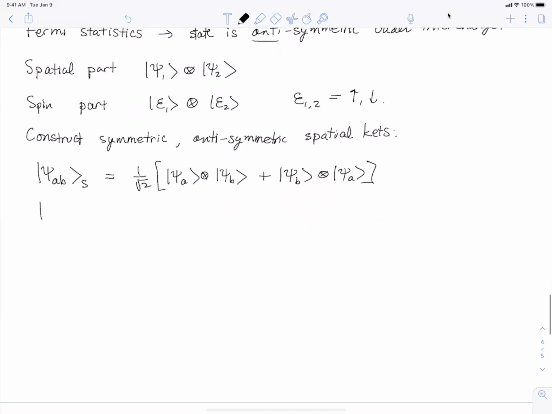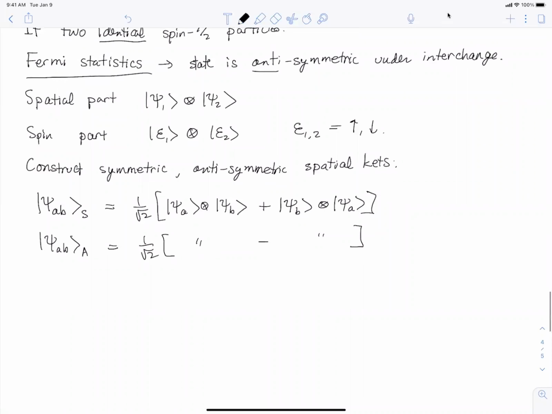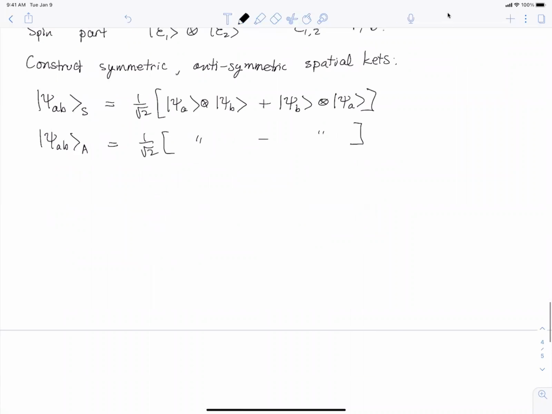So that's the symmetric combination. And then there's the anti-symmetric combination where I just put in a relative minus sign. So I'll just write here minus with the same two states. And then the rule of Fermi statistics up here tells us what's allowed for the total states. The total states have to be anti-symmetric.